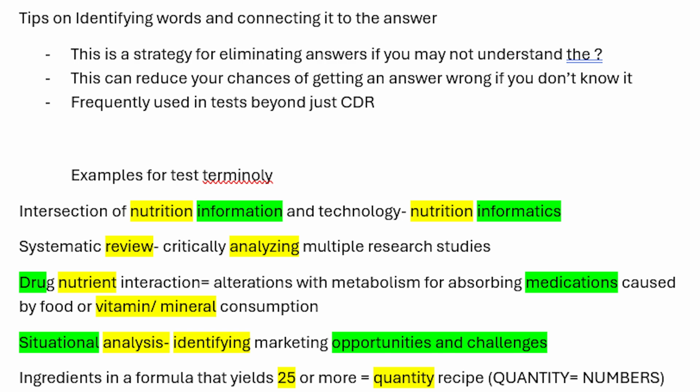So, drug-nutrient interaction equals alterations with metabolism for absorbing medications caused by food or vitamin mineral consumption. Well, we know that a synonym or another word for medication is drugs or drug. We know that the definition of nutrient composes vitamin and minerals. So, drug-nutrient interaction equals alterations with metabolism for absorbing medications or drugs caused by food or vitamin mineral consumption or nutrients.